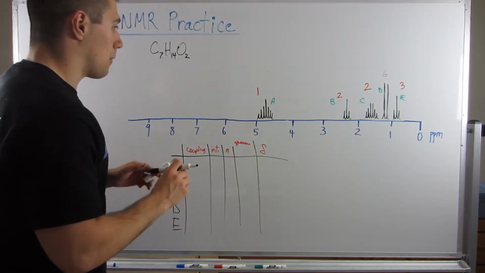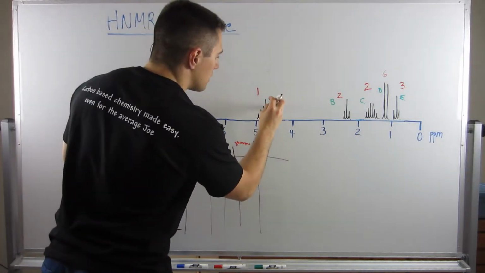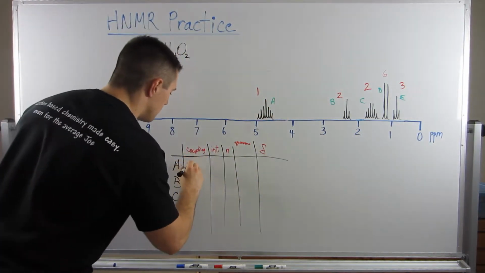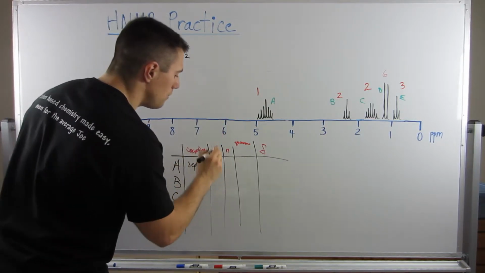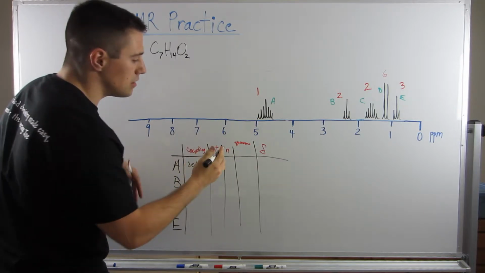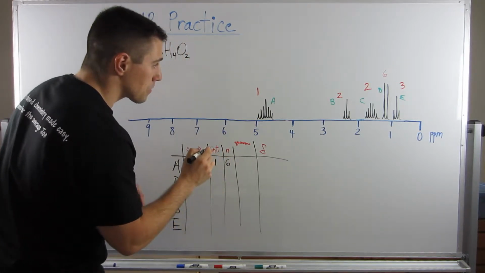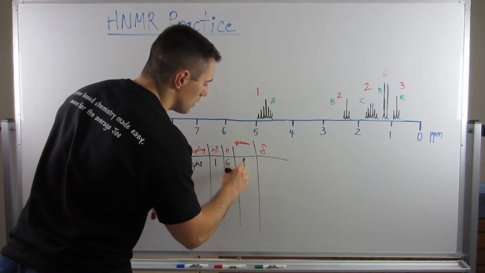Okay, so let's go with A. A is a 1, 2, 3, 4, 5, 6, 7. A is a septet, and the integration is a 1, and if we do N plus 1, and we got a septet, which is 7, we have 6 neighbors. So our appearance is going to look something like this. I have 1 hydrogen at that location.